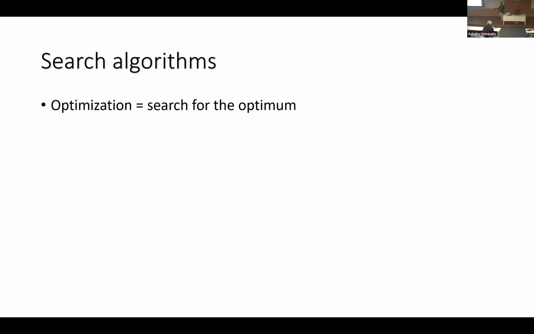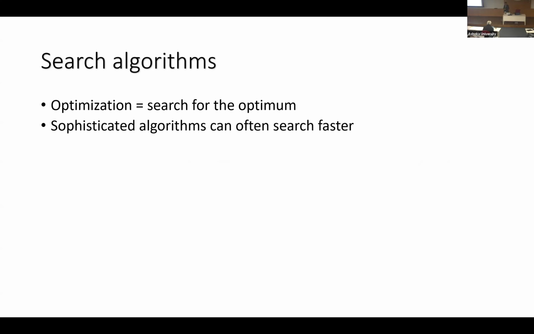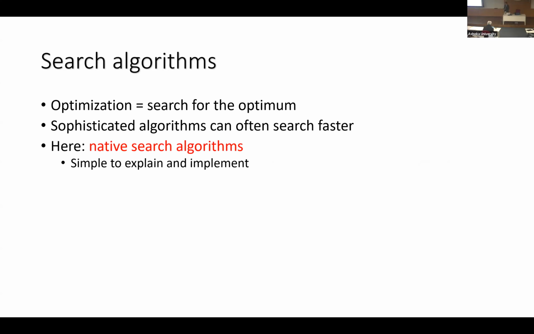Optimization is indeed a search for the minimum or maximum, the optimum. And sophisticated algorithms are generally much faster. But sometimes we use very simple algorithms just because either it is not very important to use a sophisticated algorithm, or we can just get away with using a simple algorithm. Sometimes that is the case. So this is called naive search algorithms.